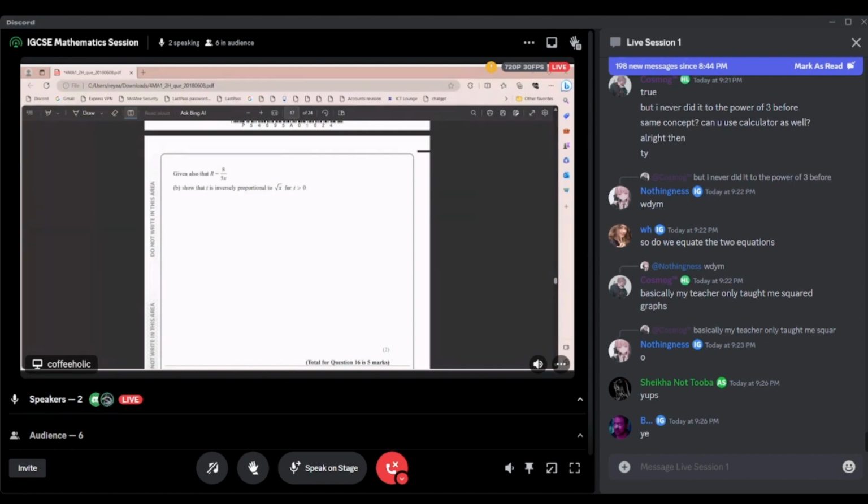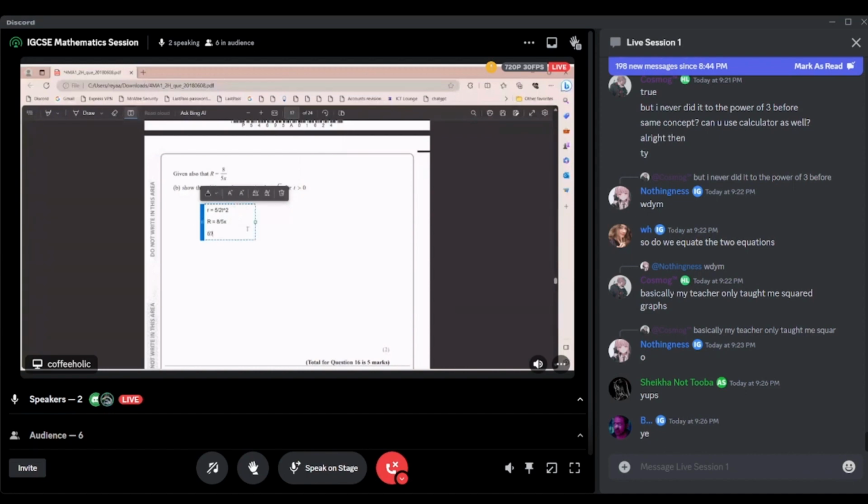Anyways, for the next question, R is equal to 8/5x. Show that T is inversely proportional to root x for T greater than zero. All right, so for this question, we know that if it's inversely proportional, that means root x is being divided, right? So what we can do is set out the equation 5/2 T squared equals 8/5x.